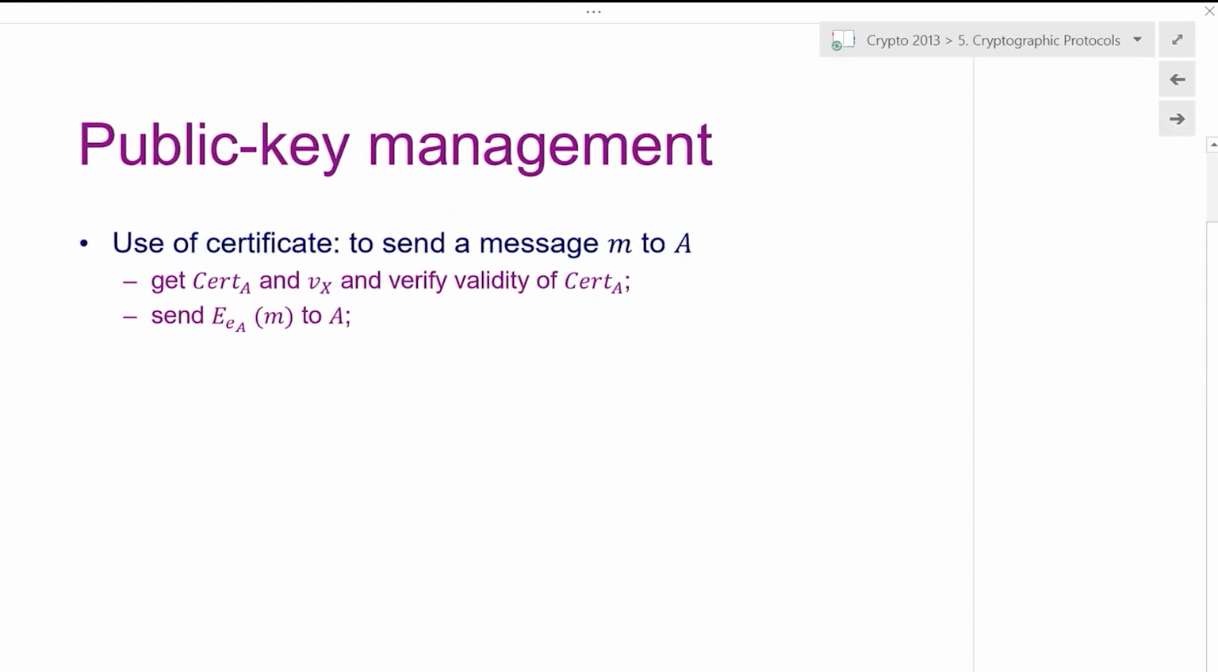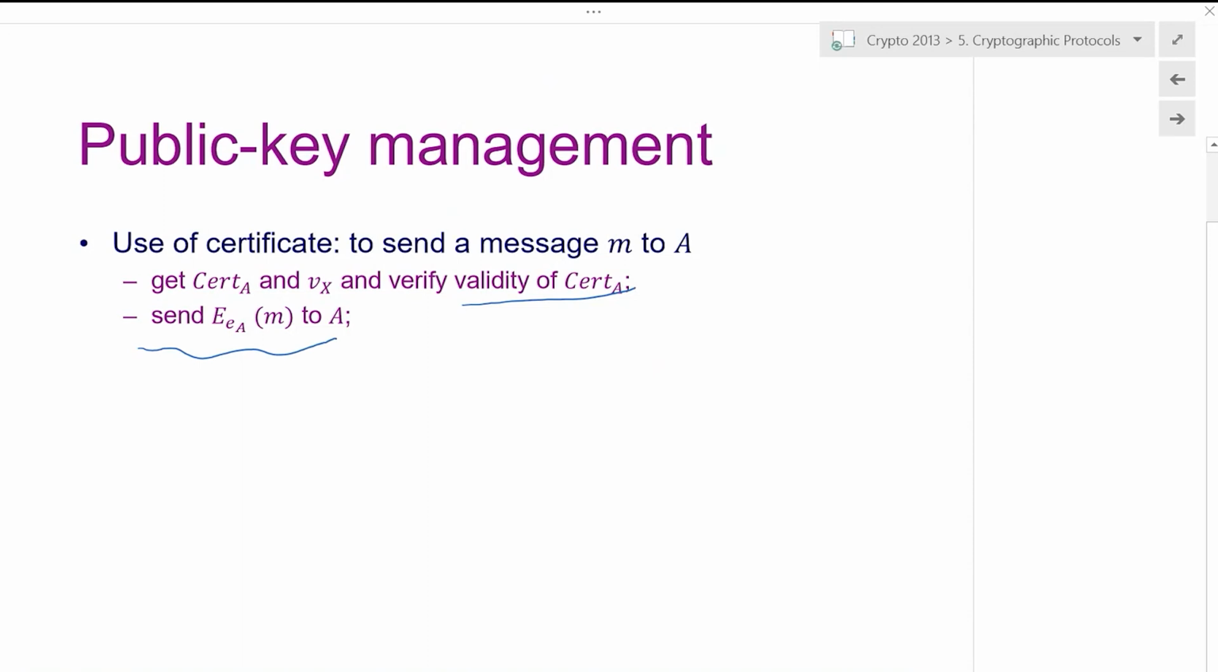All right. So now that we know that, in order to send a message to Alice, every time that we want to do that, sometimes we cache it, but in the beginning of the communication, we get the certificate of Alice and the verification key of X, and then we verify the validity of the certificate of A. We check the signature, we check that the start time and end time are not expired, and if everything is okay, then we start to send a message to Alice.